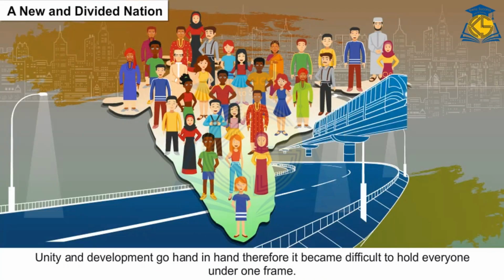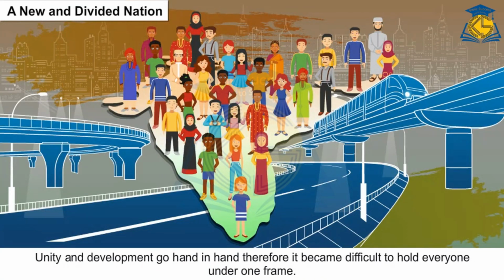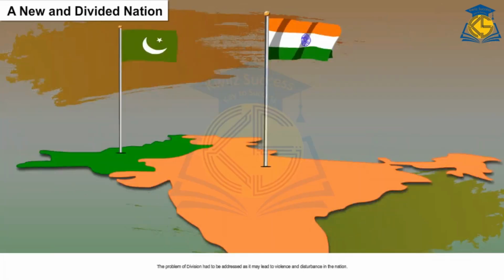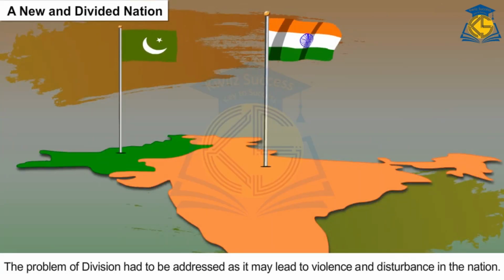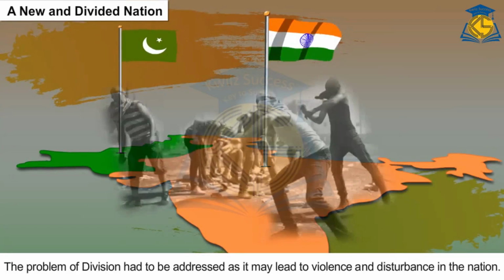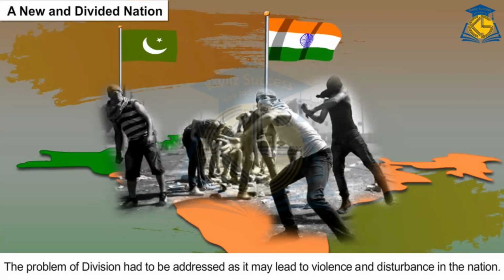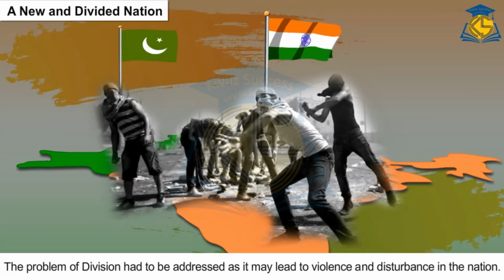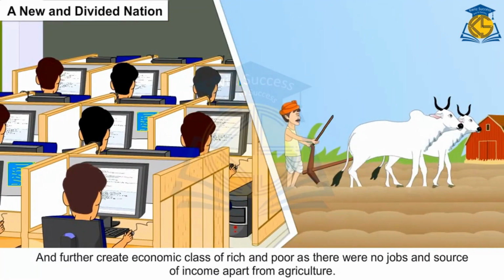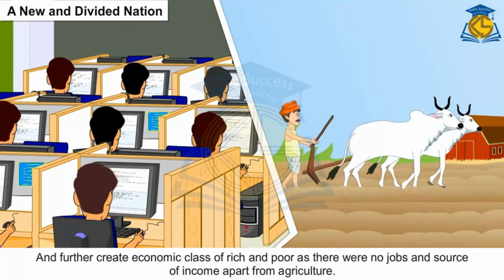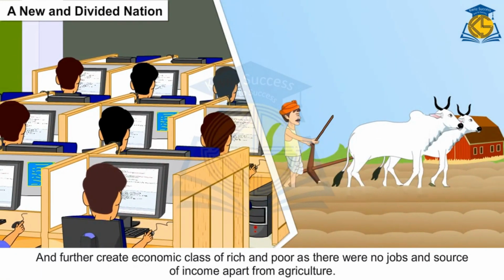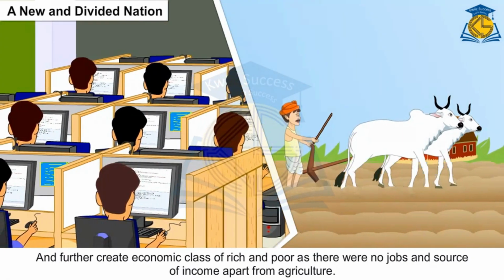Unity and development go hand in hand. Therefore, it became difficult to hold everyone under one frame. The problem of division had to be addressed as it may lead to violence and disturbance in the nation, and further create an economic class of rich and poor, as there were no jobs and source of income apart from agriculture.